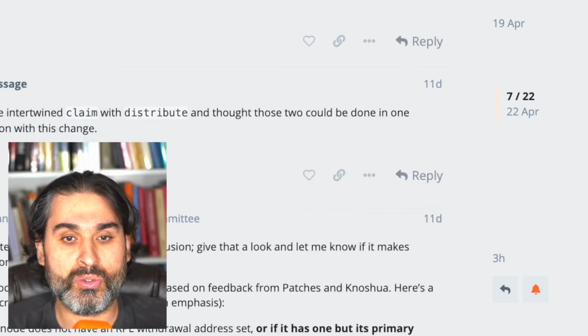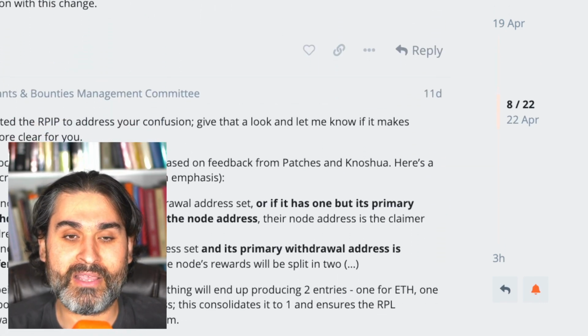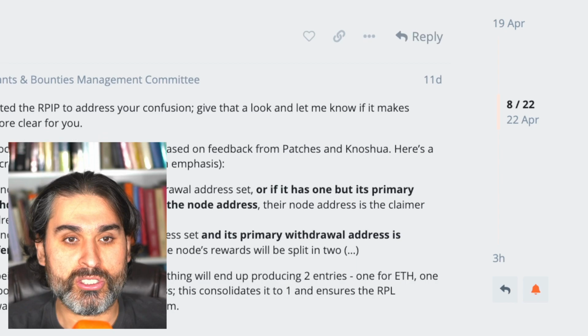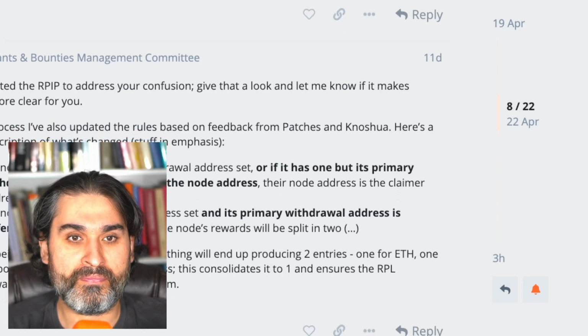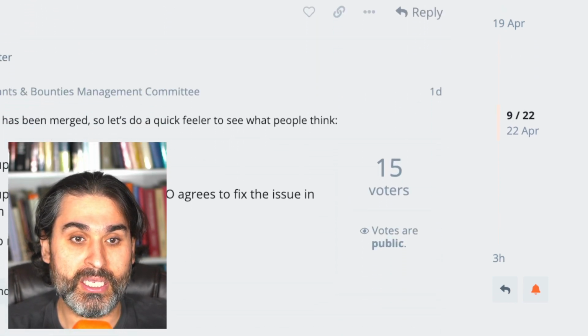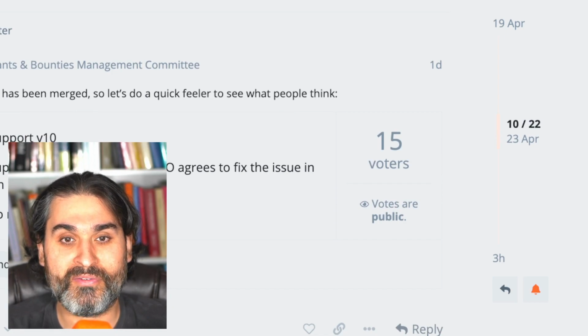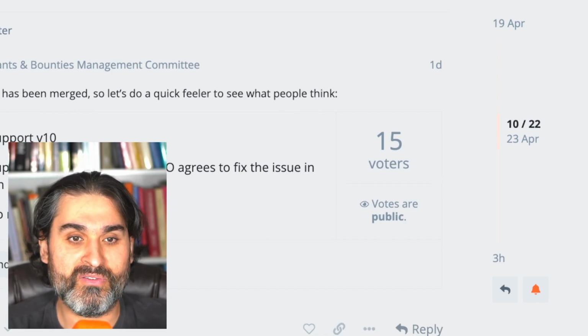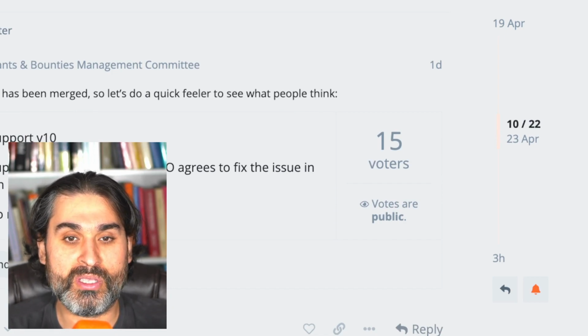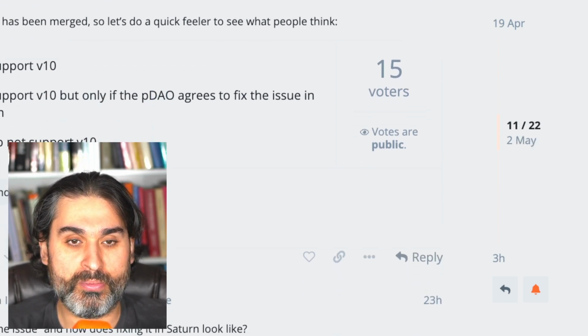So the main person who was getting the information out was Ramana. This went to a vote sentiment check. It says the RPIP has been merged. Let's do a quick feeler to see what people think. I support version 10. I support version 10, but only if the PDAO agrees to fix the issue in Saturn. I do not support version 10.